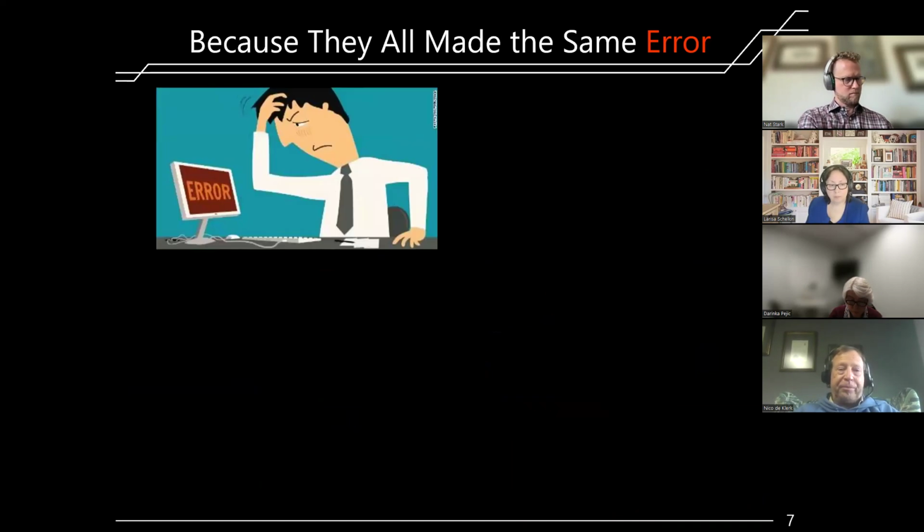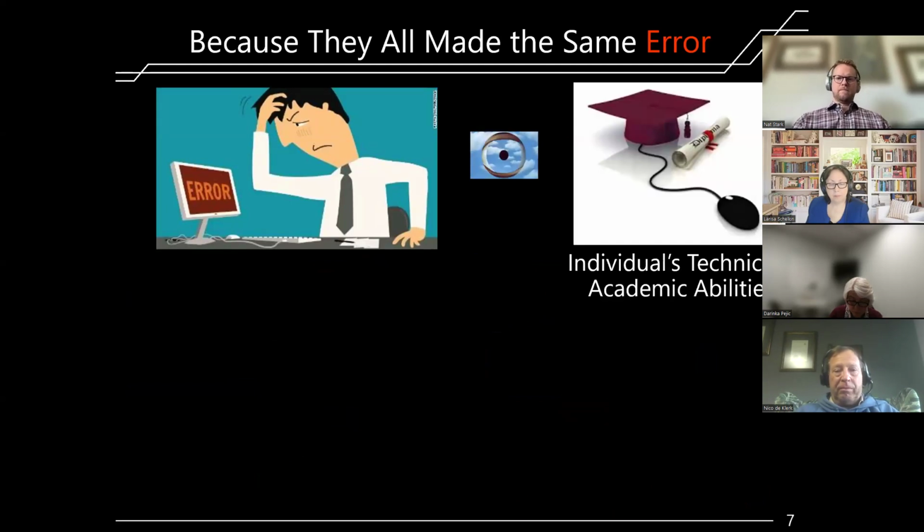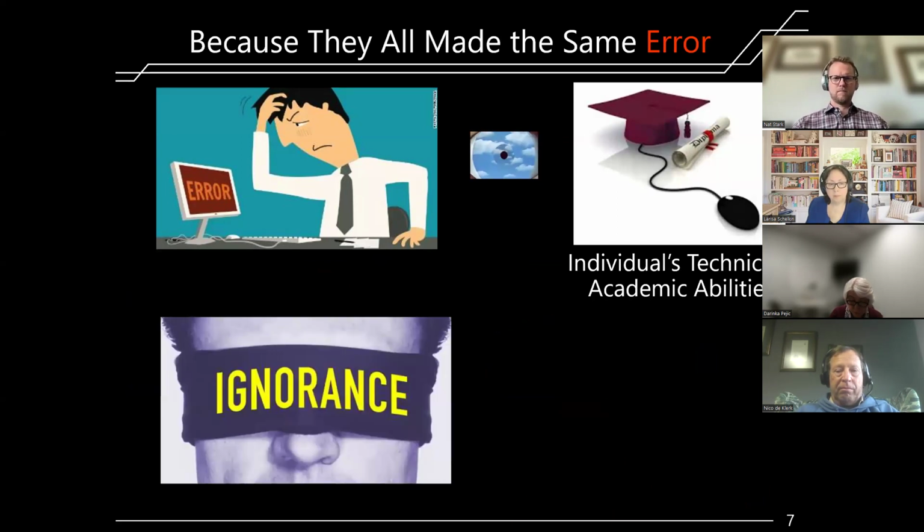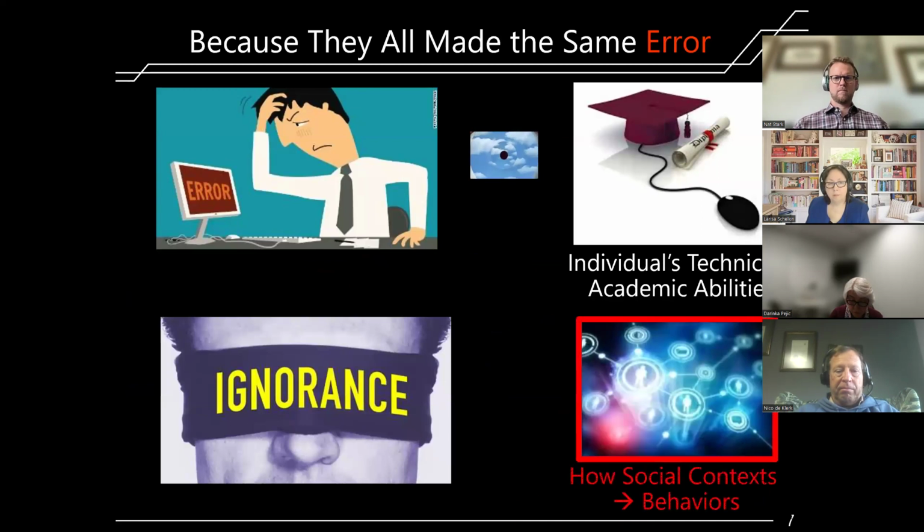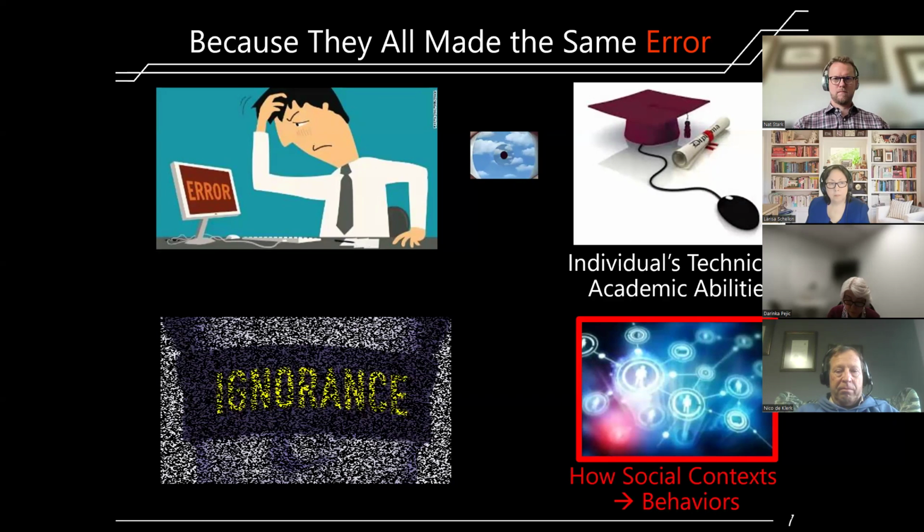Good. They all made the same error. What was the error they made? They focused on individuals' technical and academic abilities, because that's what they were used to. And they were ignorant of the power of how social context affects behaviors. So they paid no attention to it. They didn't talk about it, didn't think about it, didn't measure it, didn't manage it.